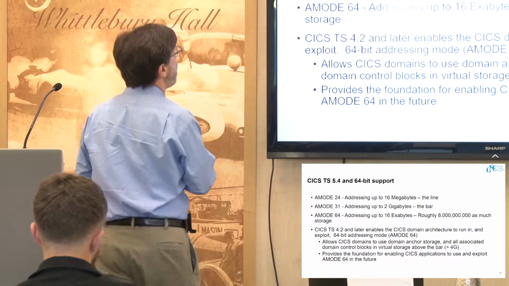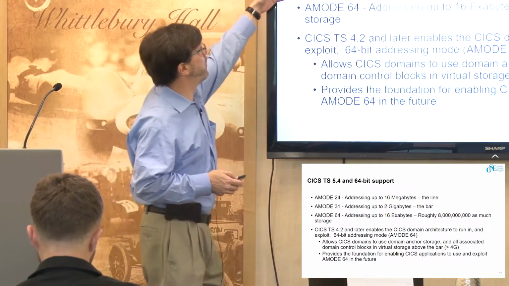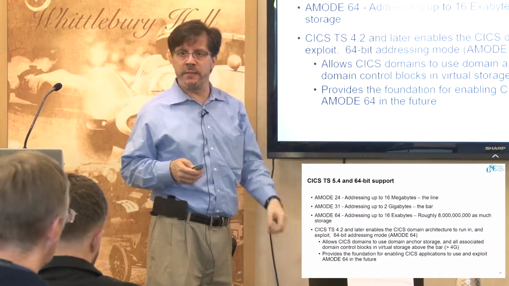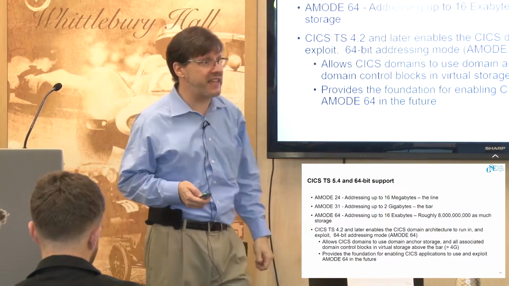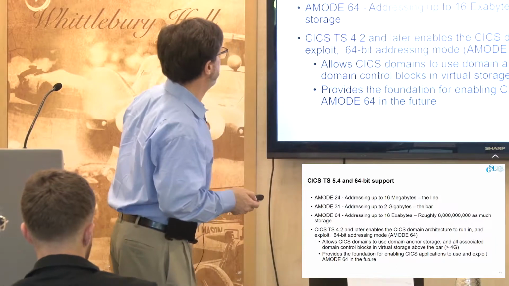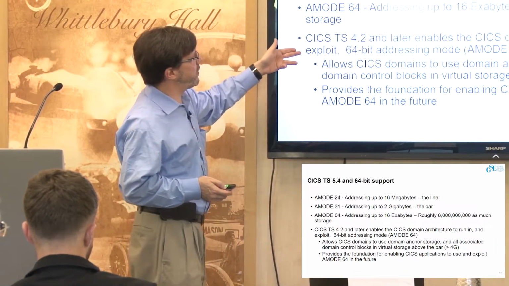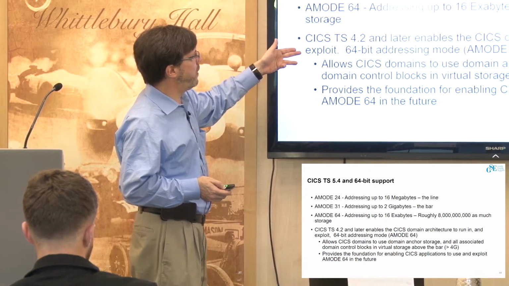Now, I'll just go through a little bit about AMODE 64. It is about 8 billion times our 2 gig region. It's 16 exabytes. Yeah, okay. Now, I'll give you some of the changes. 4.2 is when they started using 64-bit, right?